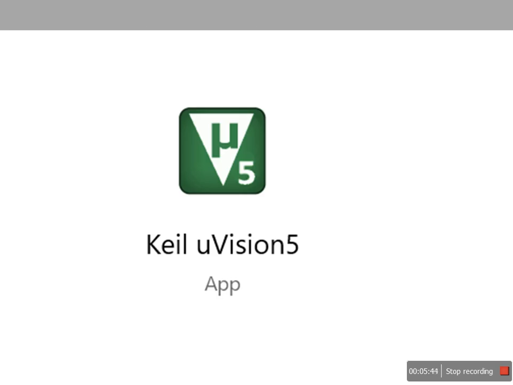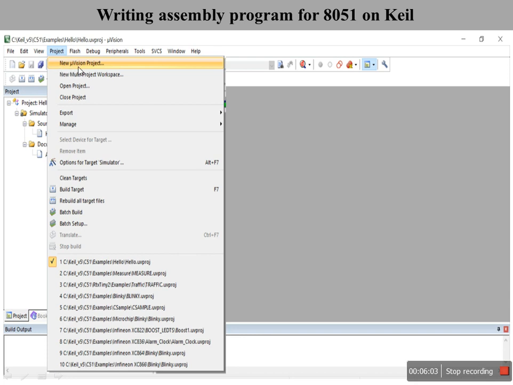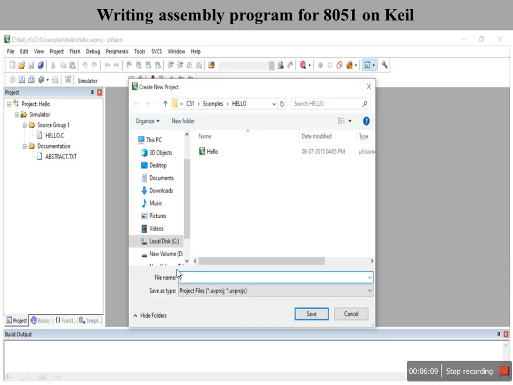After installation of the Keil software, you will be able to find this symbol either on the desktop, or you can go to Programs and run this application. Once you run this application, you will get this window. Here you have to go to Project, then select New microVision Project. After selecting this option, you will get this window.